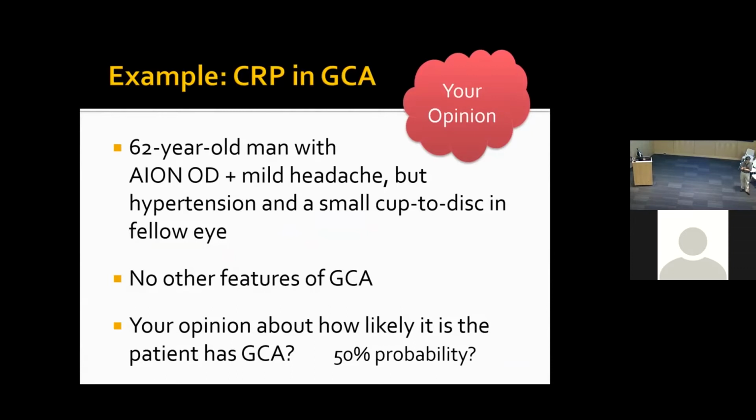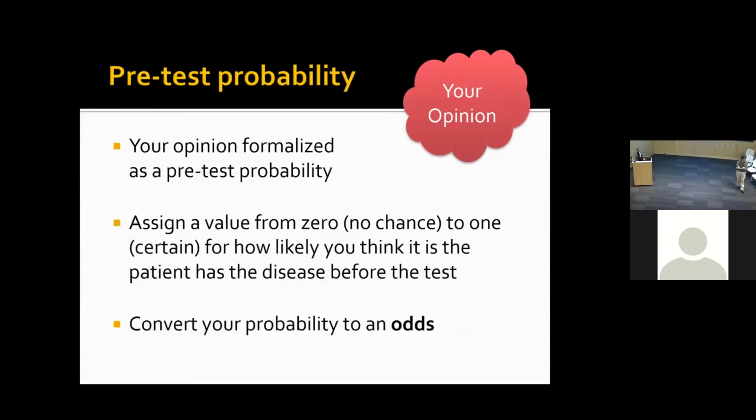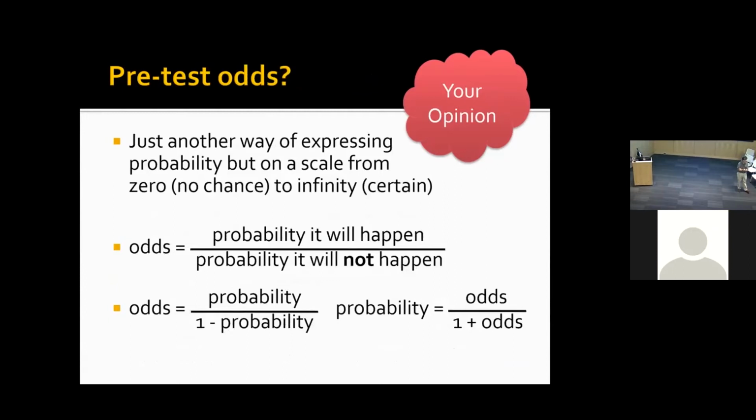So what's my opinion in this case? I purposely made it kind of borderline. I don't know, about 50-50. I don't really know. So I formalize that opinion as a pretest probability. I assign a value from 0, no chance, to 1, certain, for how likely I think it is, and then I convert that to odds. We've already talked about that, so I'm not going to dwell on this again.